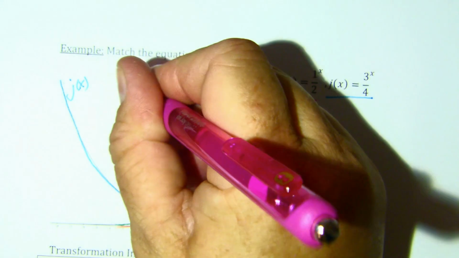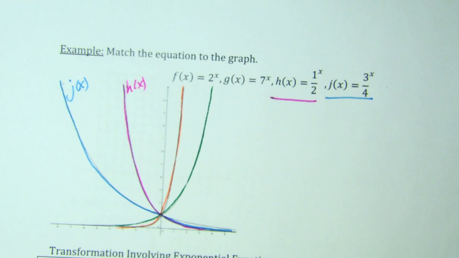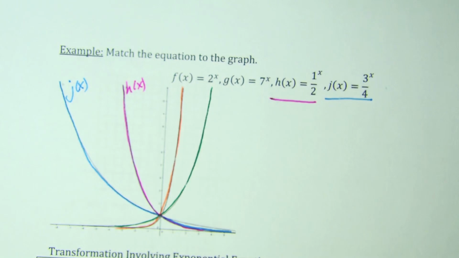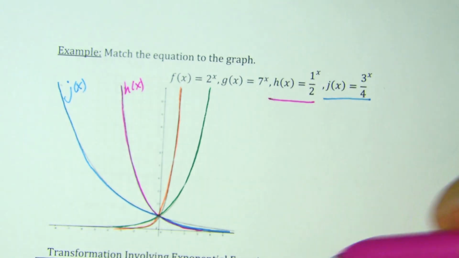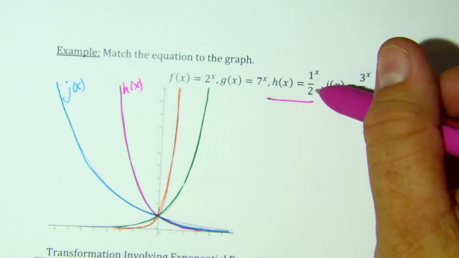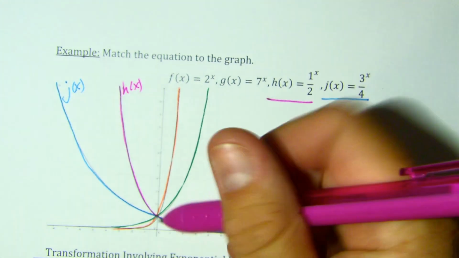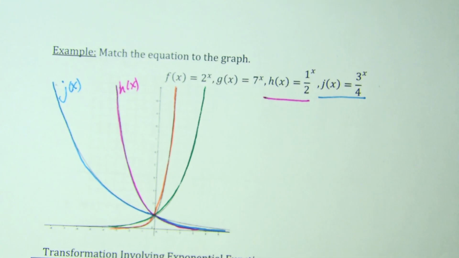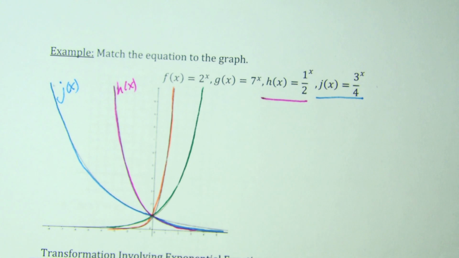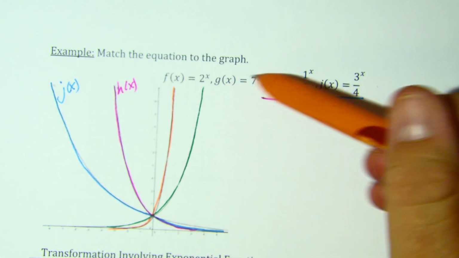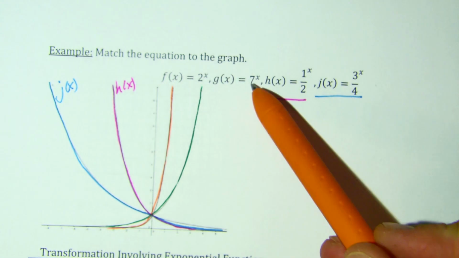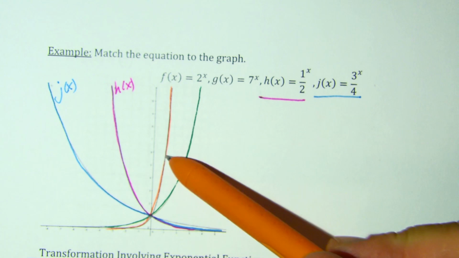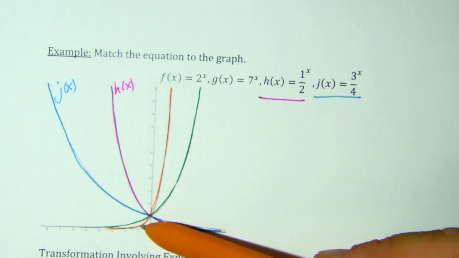H of x here is my other decay function. It is not quite as flat as this blue function here because this is further from 1 than 3/4. You could also kind of plug in some points. If you plugged in -1, you'd get 2, and that's about where this is. This orange one, between these 2 growth equations here, 2 is closer to 1 than 7, so that's flatter. This green one is flatter than the orange one. But this larger base means it's going to grow that much faster.